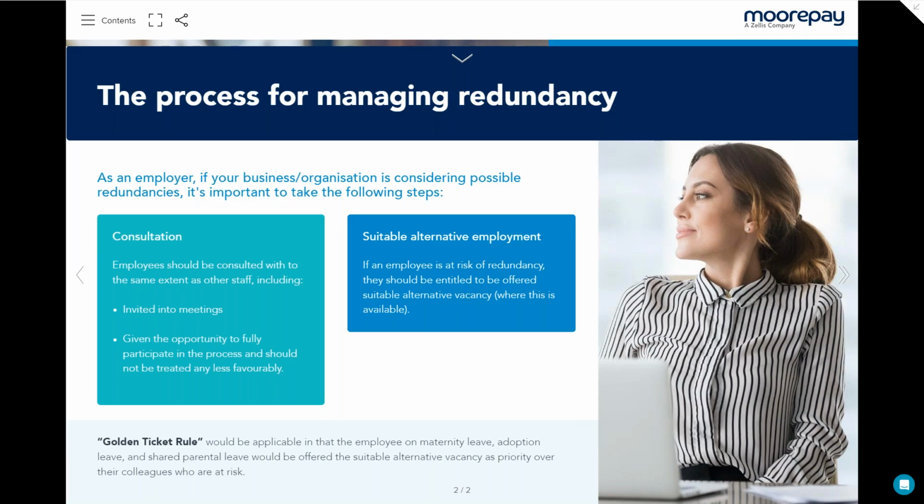Okay, so how would we manage the redundancy? We would consult the same as we would normally. We would invite the employees on maternity leave into meetings. We would give them the opportunity to fully participate in the process, and they shouldn't suffer a detriment for being off on maternity leave. Again, as I've said, suitable alternative employment should be offered to the person who has the protection if there is suitable alternative employment. As per my previous conversation, it's the golden ticket rule, is what we call it, and it gives that extended protection over being made redundant.